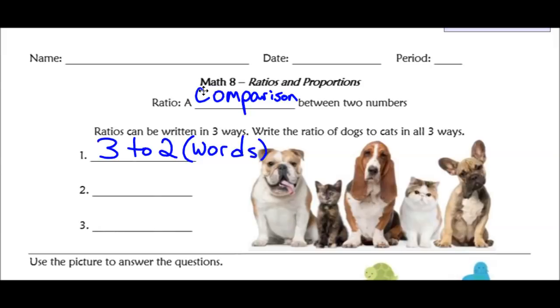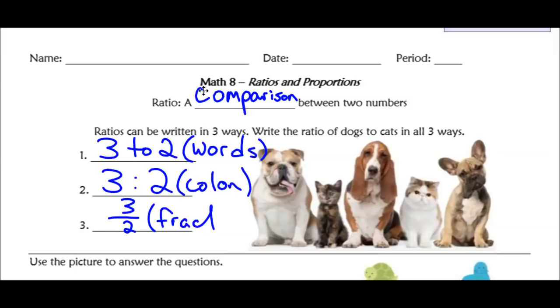So we can see it in words. We can write a colon in between. That's our second one. It's saying the exact same thing. It's still 3 to 2. We're just writing that with a colon. And the last one, and probably the most common, the most useful, is going to be written as a fraction. So 3 over 2. It's all expressing the exact same information. It's 3 dogs to 2 cats.